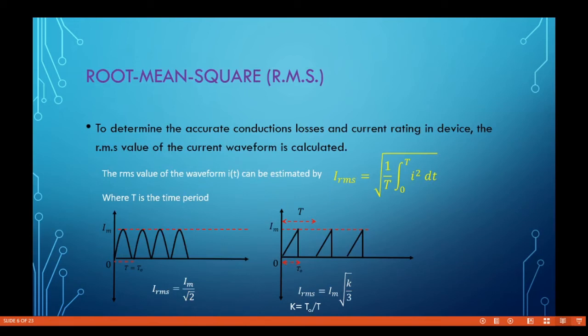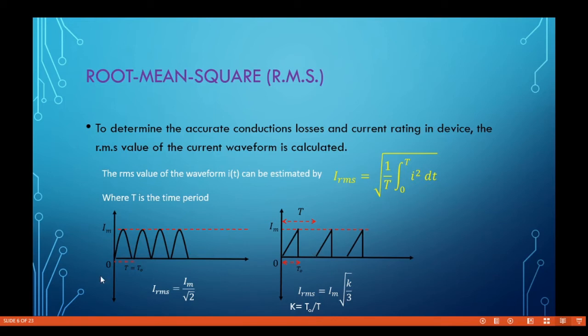Now the root mean square values are generally used to calculate the accurate, or effective, value of the current. The effective value of the current can be calculated by this formula, the RMS value, root mean square value of the current: 1 upon under root of 1 upon T, integral from 0 to T of I squared times dt. Whatever the signal of your current waveform, whether sinusoidal, triangular or rectangular, you can calculate the IRMS value using this formula.